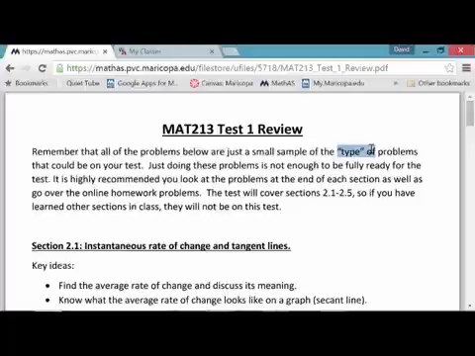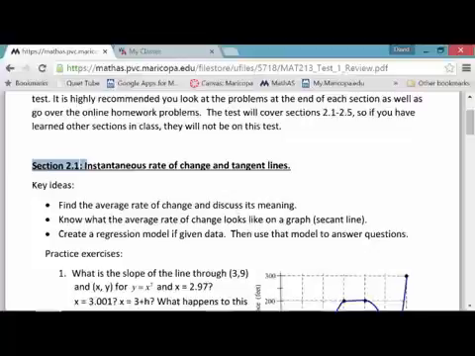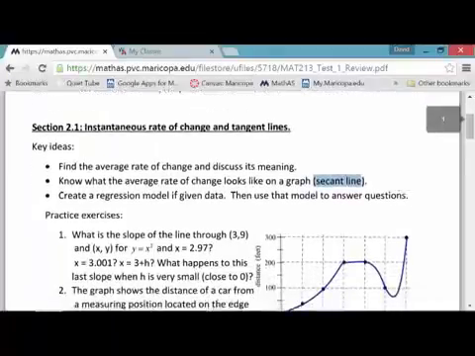They're not exactly the problems. They may not even be the same problems at all. But what I want you to understand is these are the key ideas. So when you're studying section 2.1, these are the three main ideas you should be keeping in mind. Make sure you understand how to find average rate of change and can discuss its meaning, describing it in words, being able to write sentences about it. Meaning is important. Then also know what the average rate of change looks like on a graph, aka a secant line, and so on.